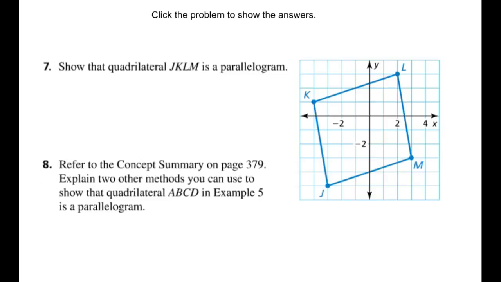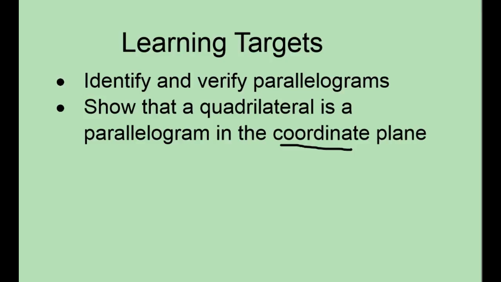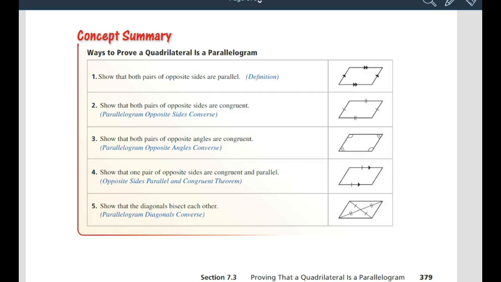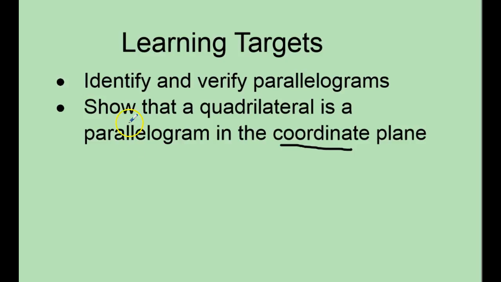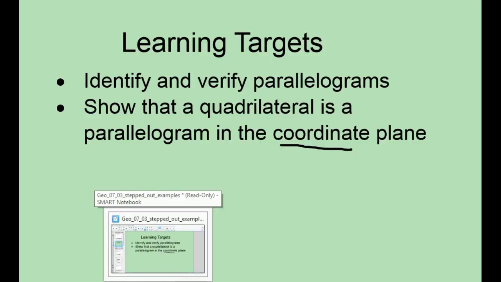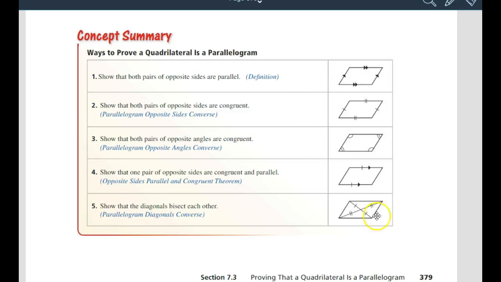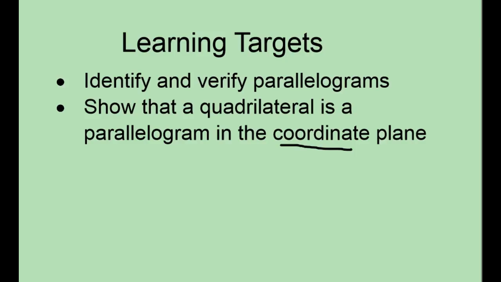So let's look back at our learning targets, okay? So the first one was to identify and verify parallelograms. Now that we can do using any of these 5 ways as well. So then my second learning target was to show that a quadrilateral is a parallelogram in the coordinate plane. So that was where I'm using slope and using my distance formula to use these different properties to show that these are parallelograms.